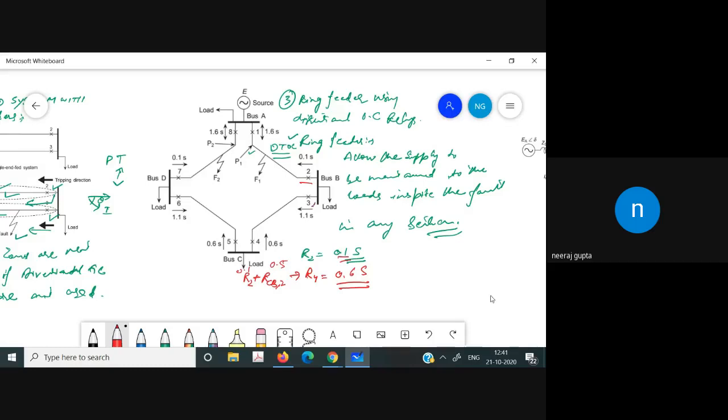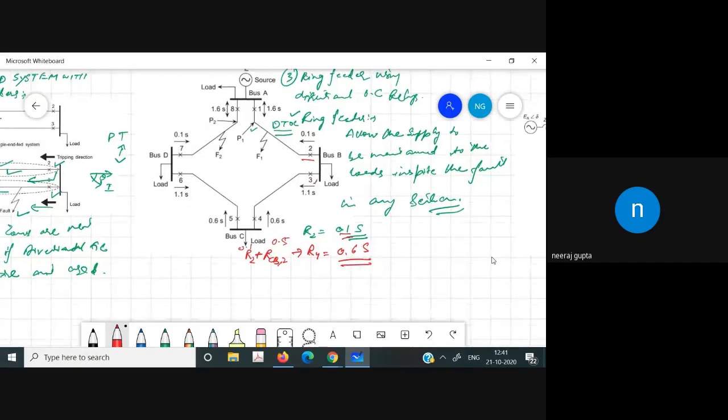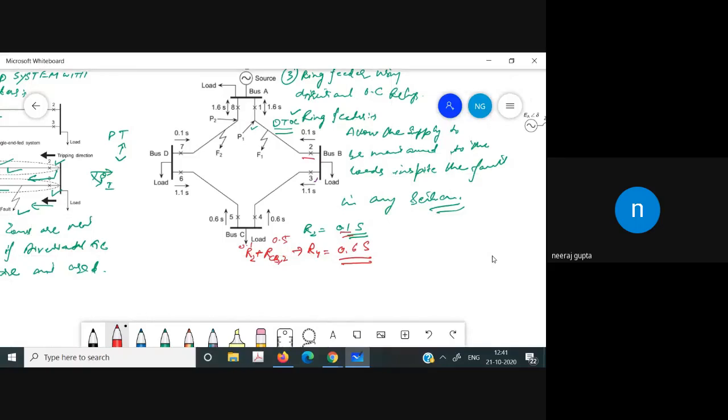We are not doing it practically. However, we will explain a simple case. Otherwise, when we are doing the setting, all the things should be taken into consideration. Similarly, we have the relay R6, and this will operate after 0.6 seconds.